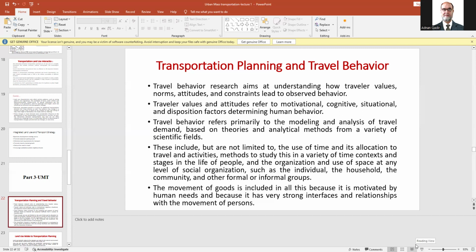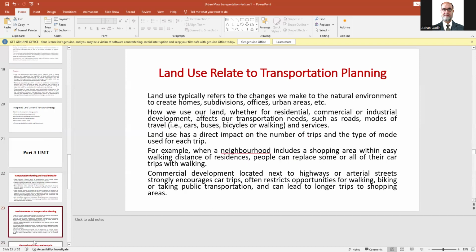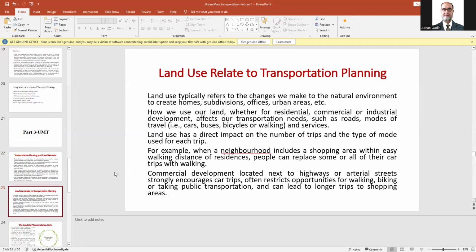Similarly, those who have shops have a different travel demand, different travel behaviors, and you have to plan according to the travel behavior of the various segments of the population in the area. And this is very typical of how land use relates to transportation planning.